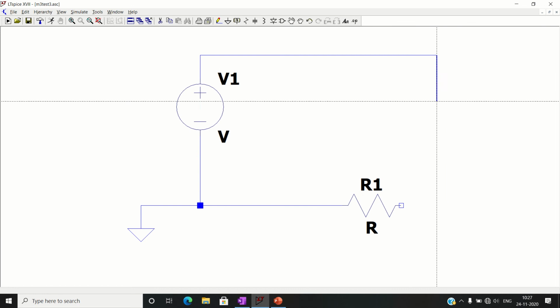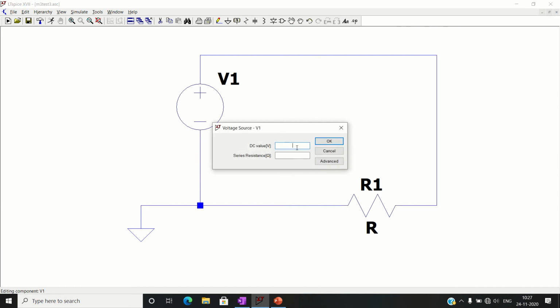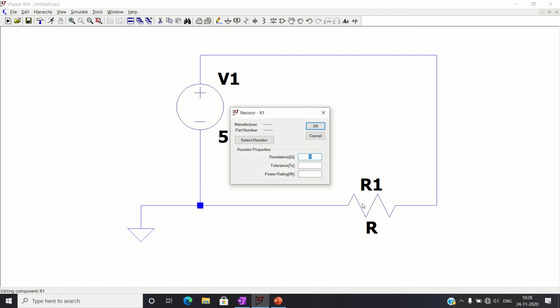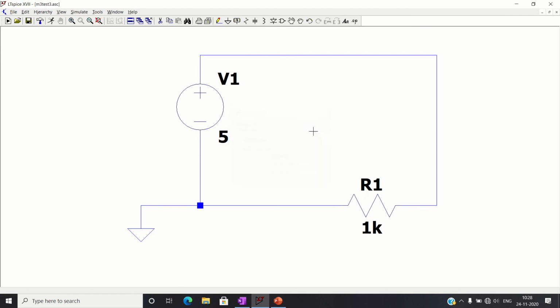Now before I connect the switch, I will just give the values. For understanding purposes, I will not take more voltage. I will take 5 volts. Here I will take 1 kilo ohm of resistance. So how to read this? This is a voltage source where this is the positive terminal, this is the negative terminal, and its value is 5 volts. You can see there is a ground, or common point, here. Same way you have a resistance of 1k.